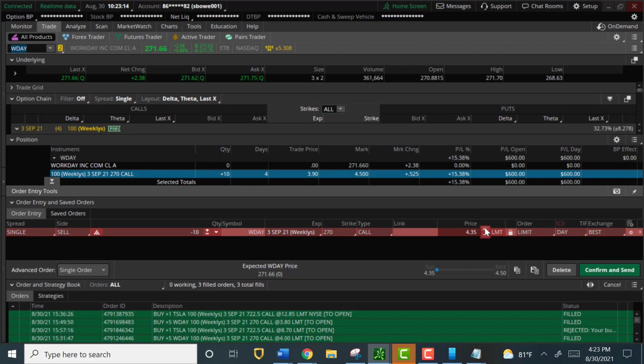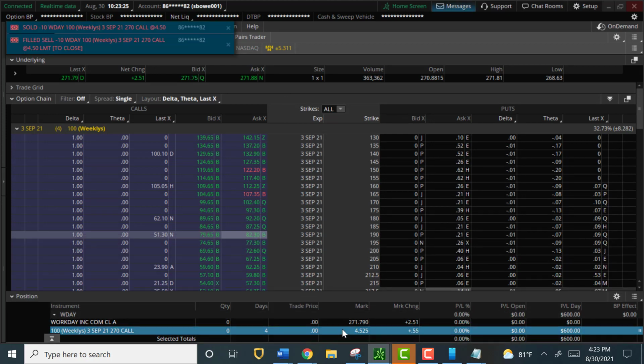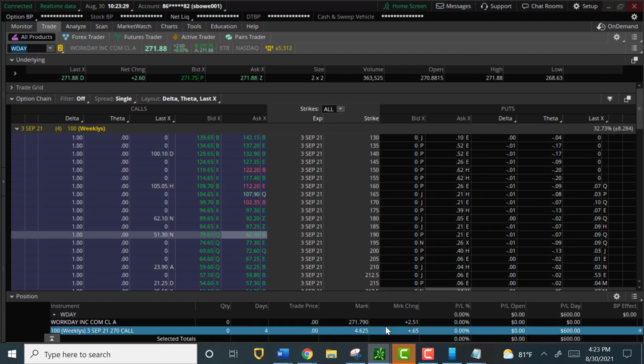So I'm going to see if I can get filled. Oh my God, $600. Let me see if I can get filled. Process. And I'm out of W day at a $600 profit. I actually went and added more contracts, so I had a total of 10 contracts on this trade.